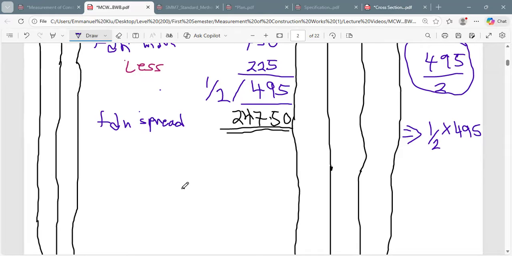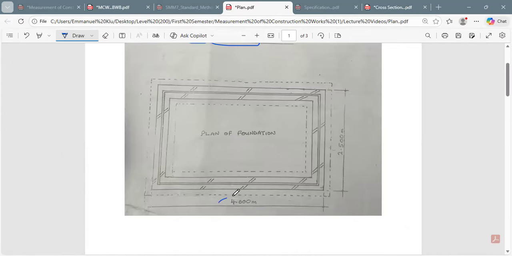After knowing our spread of the foundation, what are we supposed to do? We are supposed to add the length of the two sides. You see over here we have 4.00, we have 4.00. Take note that for now we know the spread. We already know the spread of the foundation.